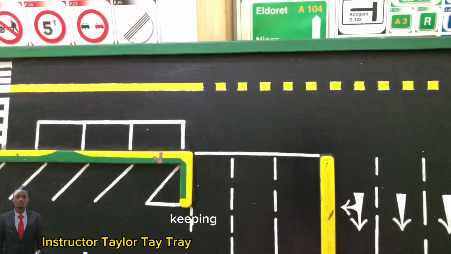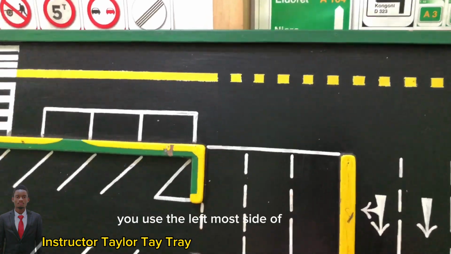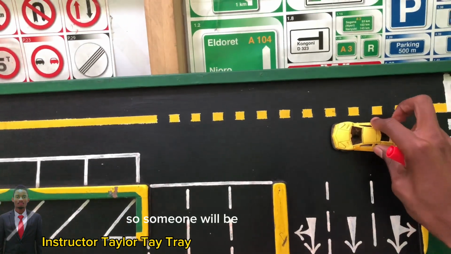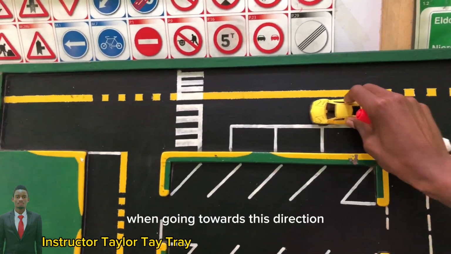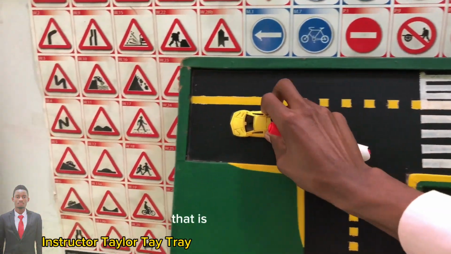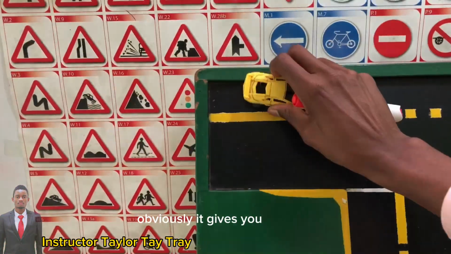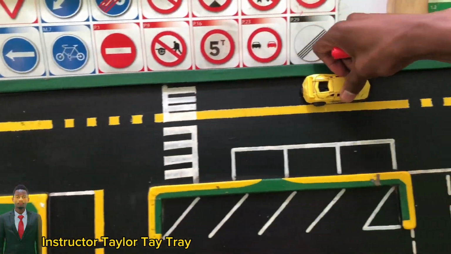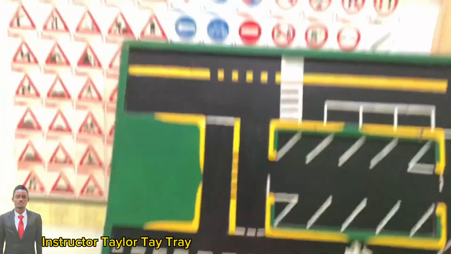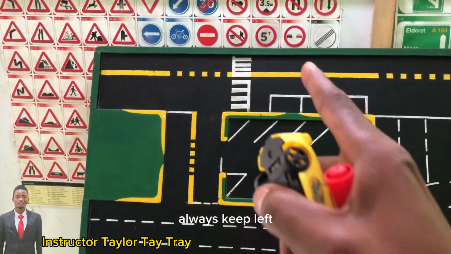It's very easy. Keeping left means you use the leftmost side of the road. So someone will be using this side when going towards this direction. That is keeping left. If you want to travel from this side to the other side, obviously you'll be using this side. That is what we mean by keeping left. When using a two-way traffic, always keep left unless overtaking.